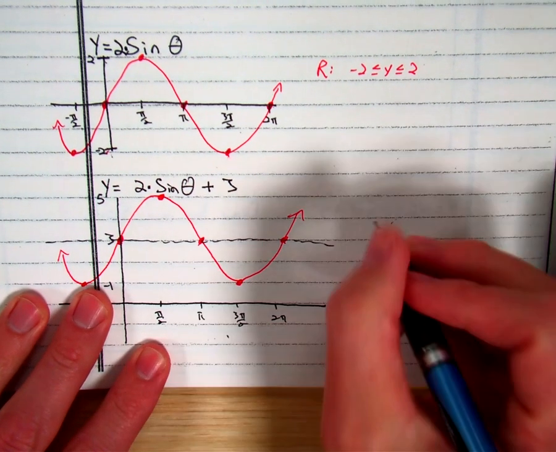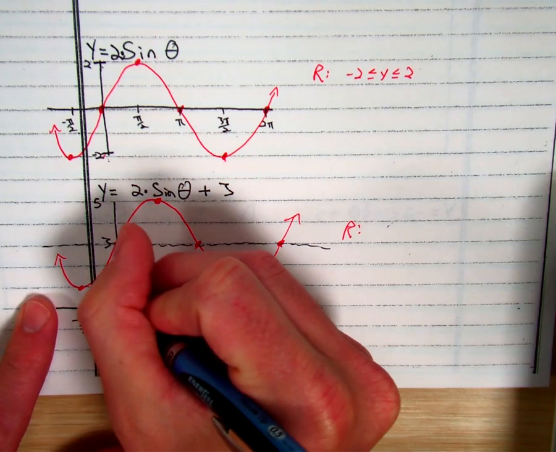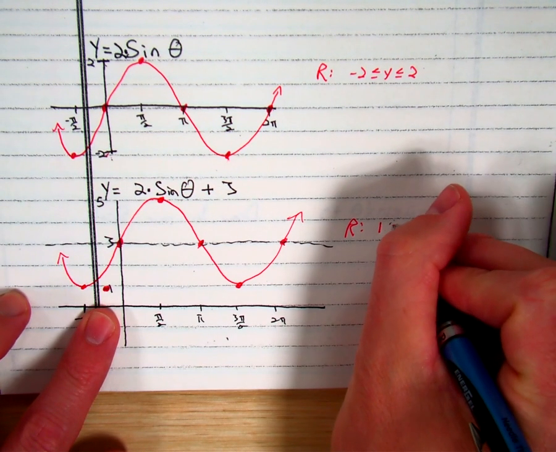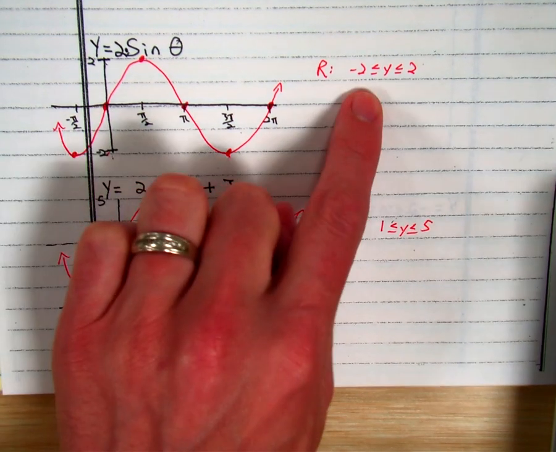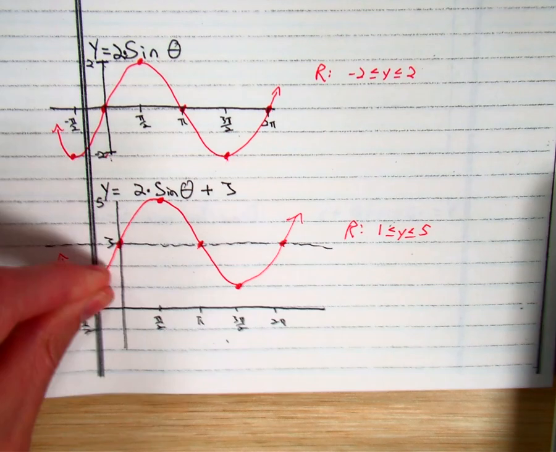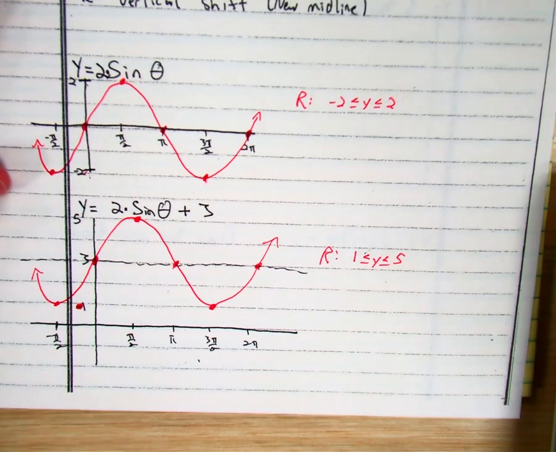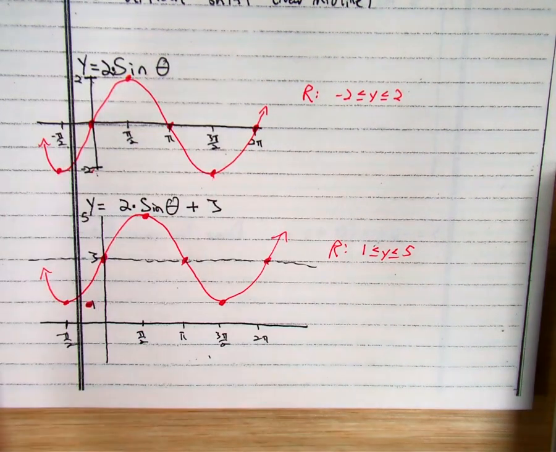Okay, so it's the exact same graph, just bumped up 3 units. And now the range is going from, not negative 1, Mr. Handke, positive 1, to 5. Still a gap of 4 units. We're just 2 above our middle and 2 below our middle. Alright, so that's what we're focusing on today, vertical shifting. And then tomorrow we're going to add in the horizontal shifting.